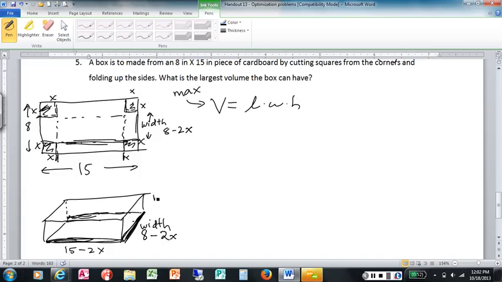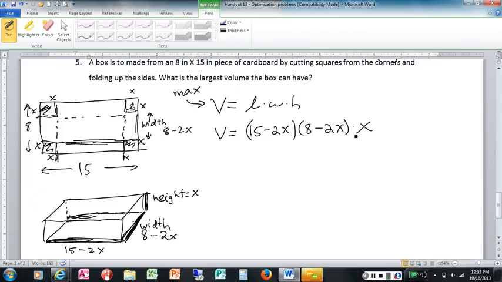And then what about the height? Well, the height, this little piece right here, what is it going to be? That's just x, yeah. So the length is 15 minus 2x. The width is 8 minus 2x. And the height is x. With me? That's what I want to maximize.